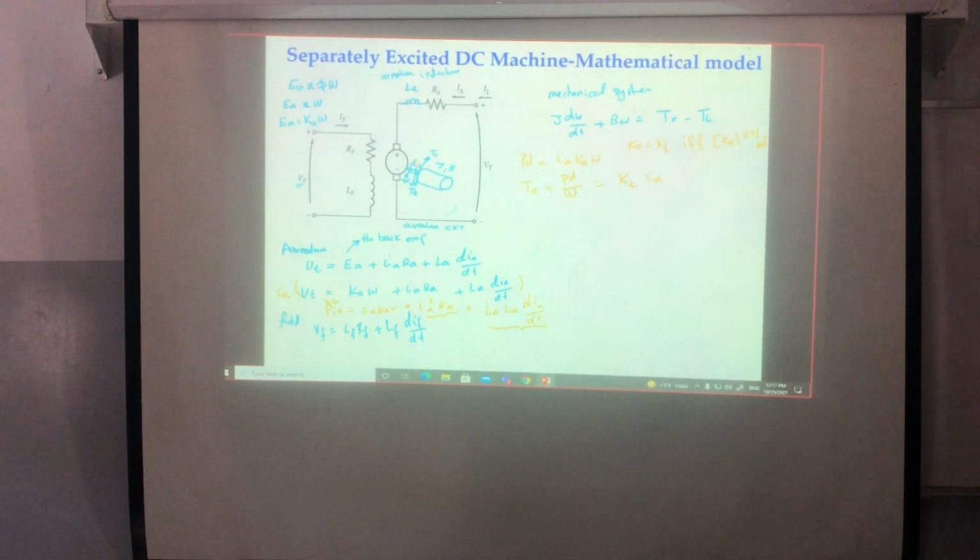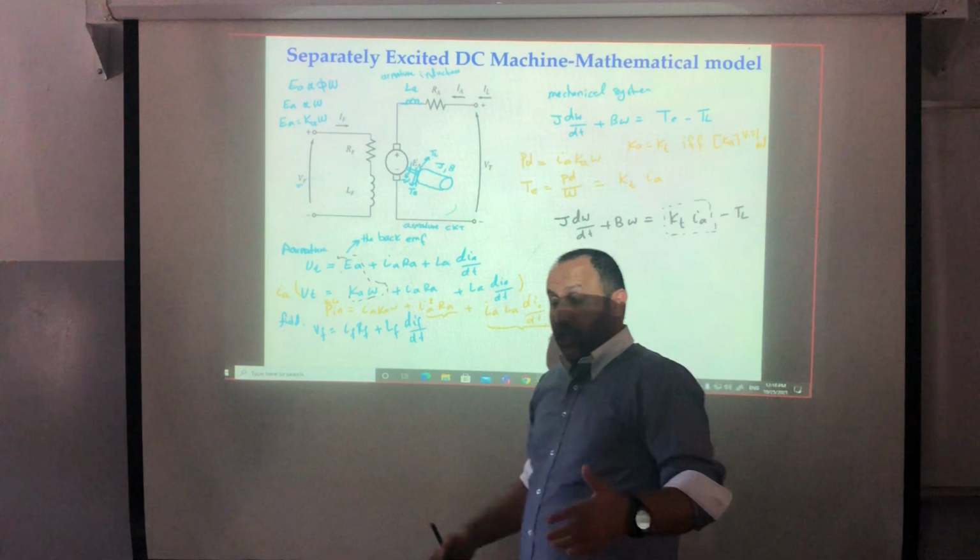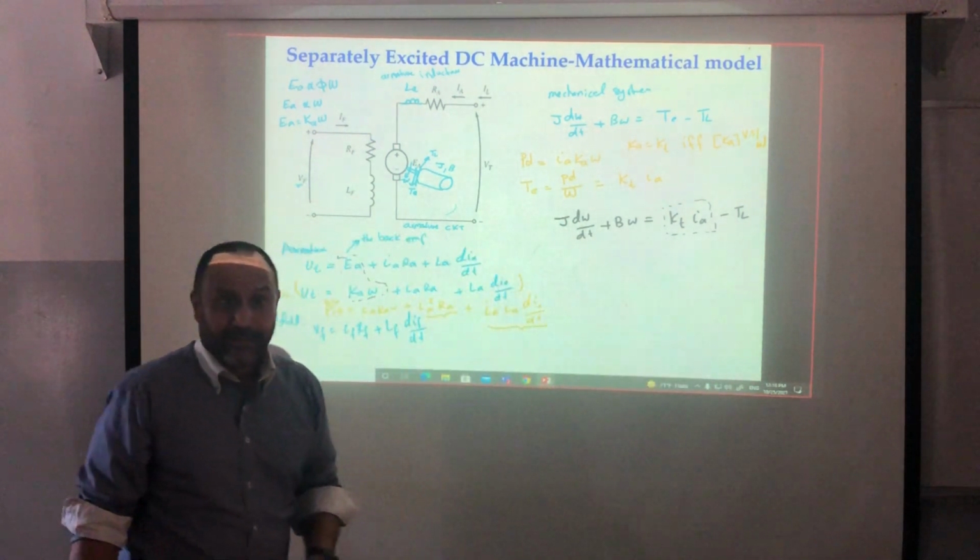Good. So now I can write the mechanical part. Let's change the curve before that. So now the mechanical part can be written as J d omega by dt plus b omega, which equals kt ia minus T. Now, do you see this term? And this term? The same. No, not the same. One is the back EMF, the second one is the electromagnetic torque. They are the coupling terms.